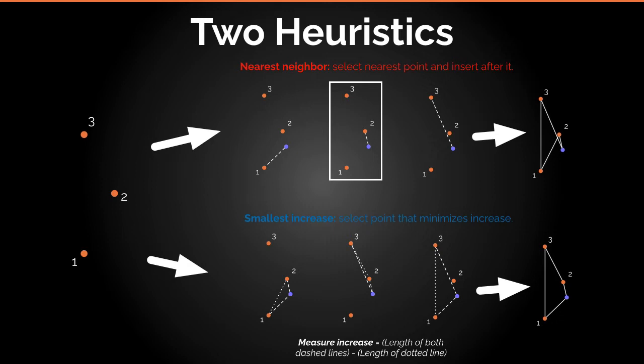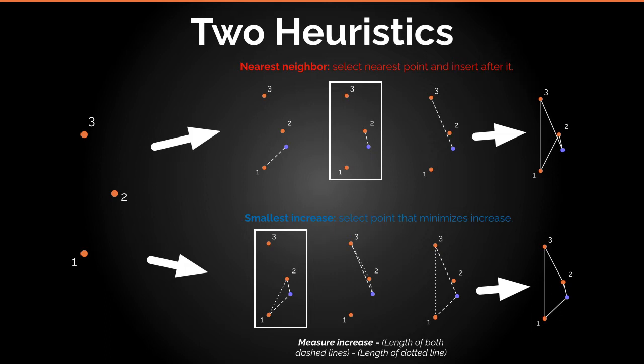And then it does it again, measuring the increase of adding the blue point between 1 and 3. So in these examples, the smallest increase is when the blue point is added between 1 and 2. So that's the insertion that this heuristic is going to choose, and it's going to lead to this result.